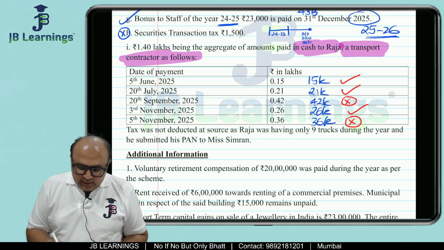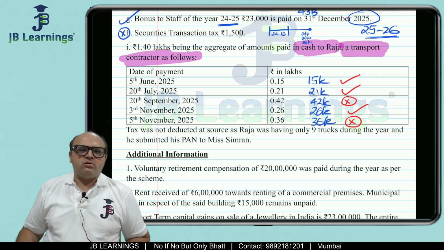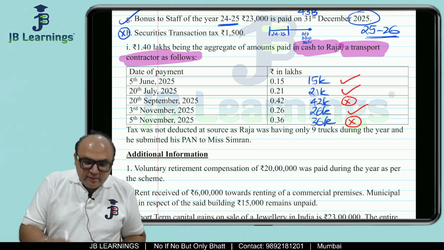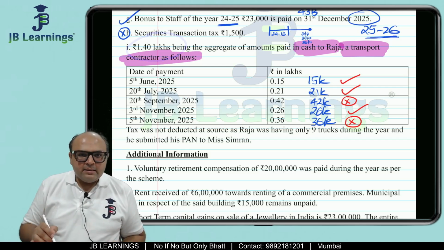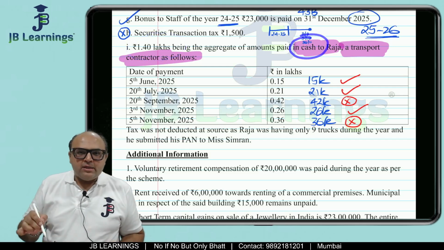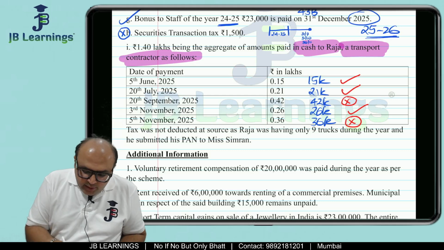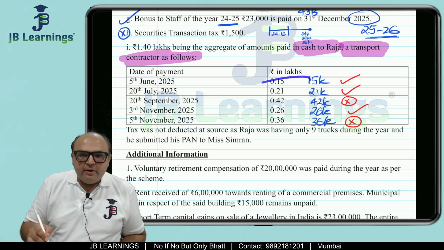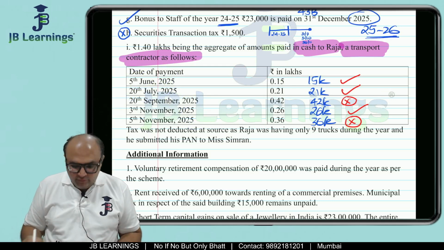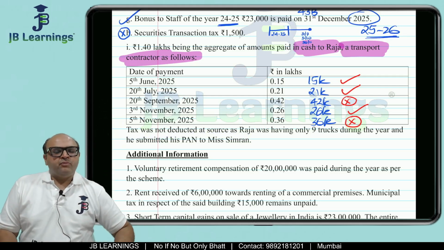See what they have given: tax was not deducted at source. Friends, see the twists and turns. Suddenly the amounts are given in lakhs, payment is made in cash, it is to a transporter, some payments made on different dates, some payments below 35, some payments above 35. Now they are saying tax was not deducted at source.